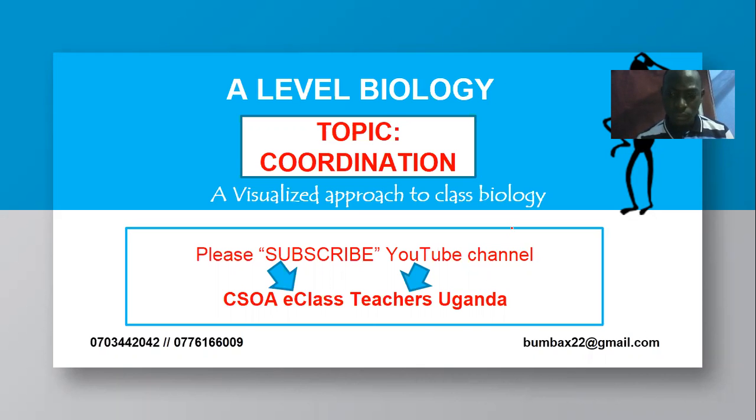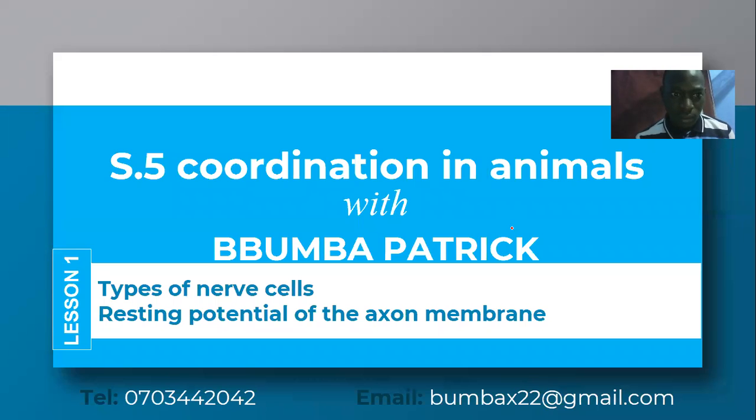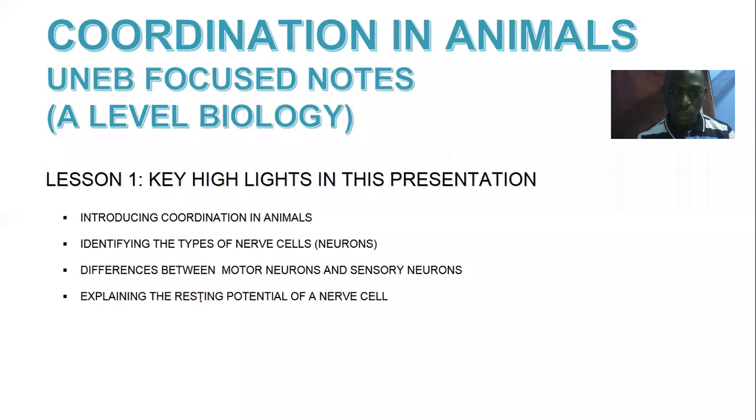Now, this topic, normally we look at it in senior 6 or senior 5, depending on the coverage. But basically, we're going to be looking at coordination in animals, and it's going to be presented by me, teacher Bbumba Patrick. In this video, which is lesson 1, we're going to be looking at the types of nerve cells. I will explain all of them, as well as explaining the resting potential of the axon membrane. So you just have to be focused so that we can understand.